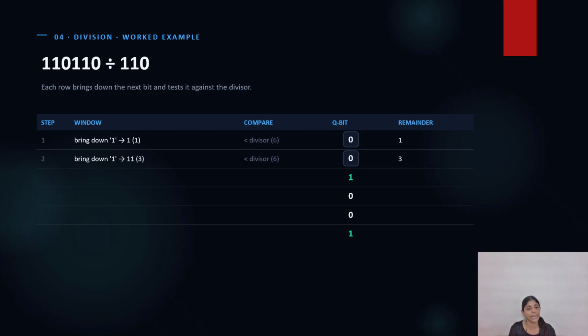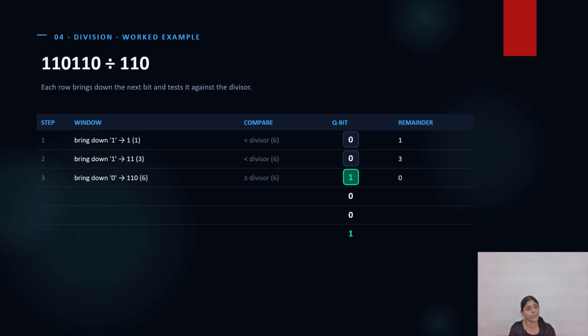Now you have to take 11. 1, 1. So what is 1, 1? 1, 1 means it is 3. Whether it is divided by 6? No. While comparing, it is also not divided by 6. So quotient is 0. What is your remainder? Remainder is 3. Not a 0. Remainder is 3. In the step 3, you have to take that 0 also.